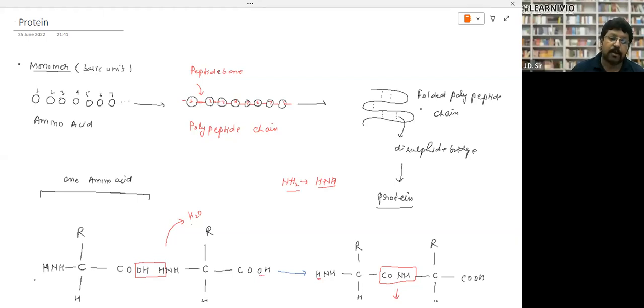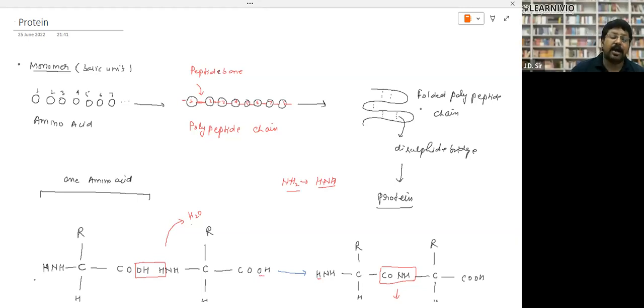Clear? Now this polypeptide chain, what happens? Folding of the polypeptide chain takes place. When the polypeptide chain folds, this folded polypeptide chain is called protein, right? And this folding is supported by these kinds of structures. They are called disulfide bridges. So with the help of disulfide bridges, this remains interconnected, right?